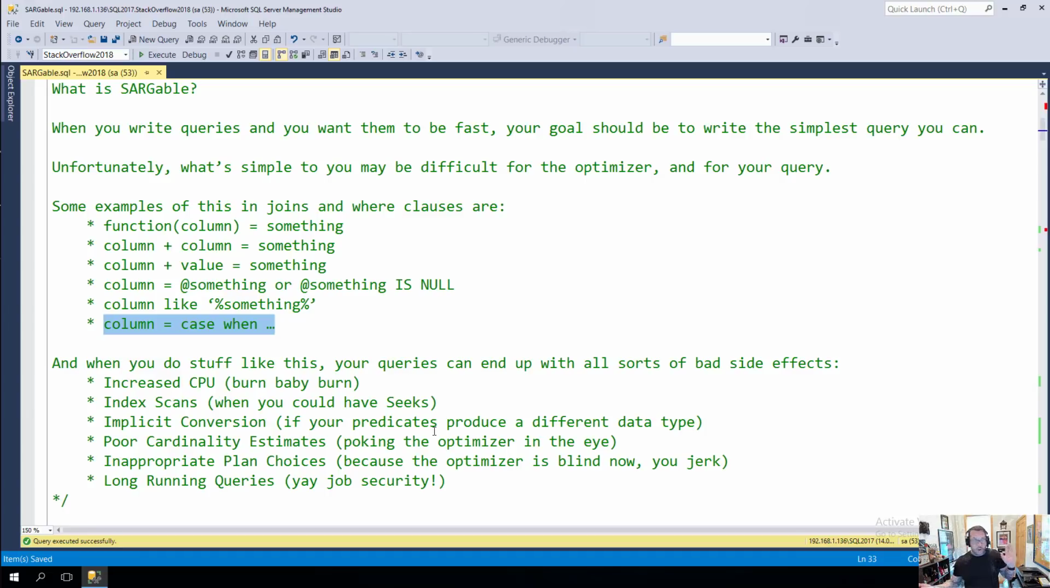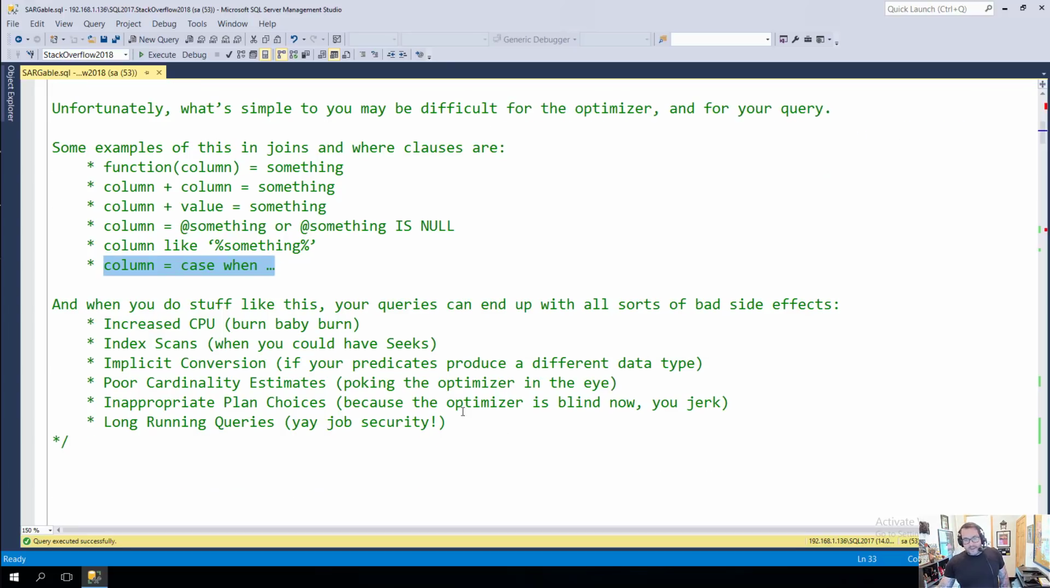You can end up with really poor cardinality estimates because SQL Server knows what the column looks like on its own, but then you apply this function to it, or put two columns together, or say column plus a value, and SQL Server has no idea how many rows are going to result from that. It just makes these sort of magic guesses, which are often really, really wrong. Those wrong guesses can lead to inappropriate plan choices, right? Like hash joins instead of nested loops joins or merge joins, or way different kinds of aggregations, all sorts of bad stuff going on in your plans when you start doing these non-sargable things.